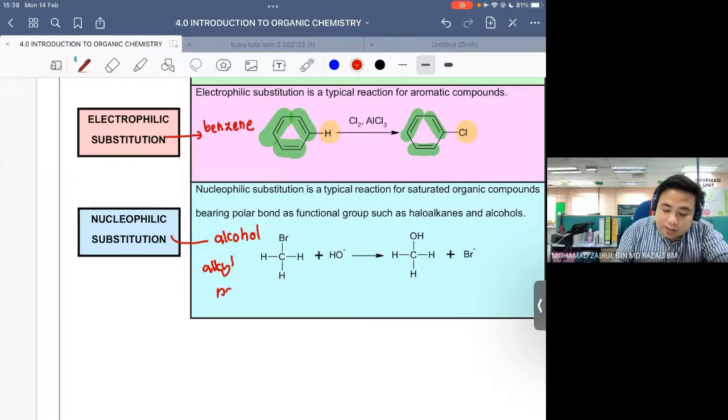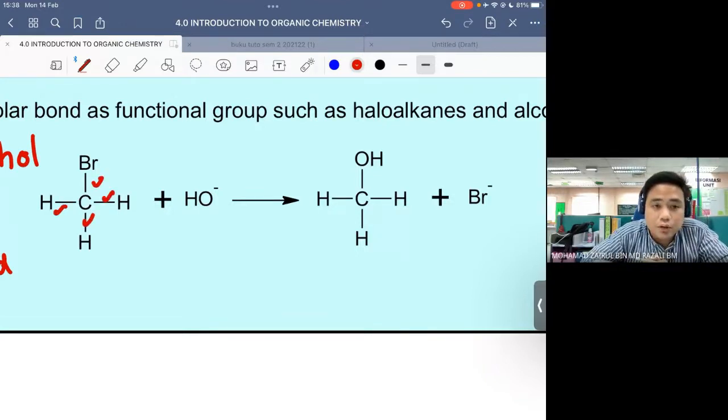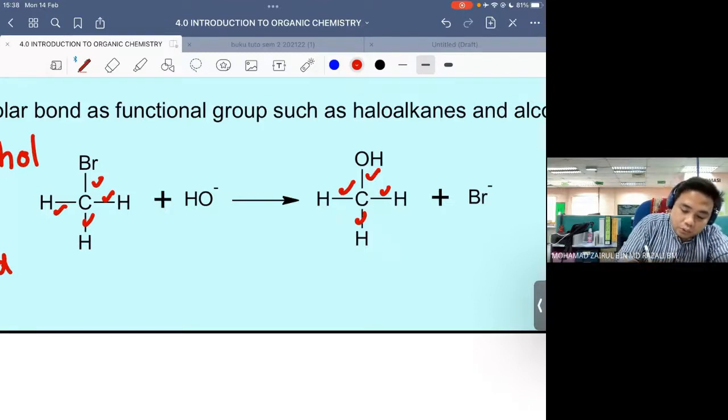Okay, so macam biasa kita comparekan bond dekat reactant dengan bond dekat produk. So kita tengok bond dekat reactant dengan dekat produk sama je. Di reactant kita ada 1, 2, 3, 4 single bond. Same goes with the product. Product also we have 1, 2, 3, 4 single bond. Tapi apa yang saya buat adalah saya substitute the bromine itu with OH.